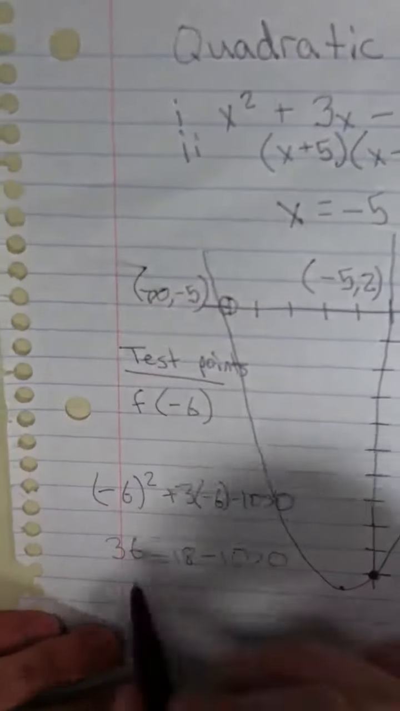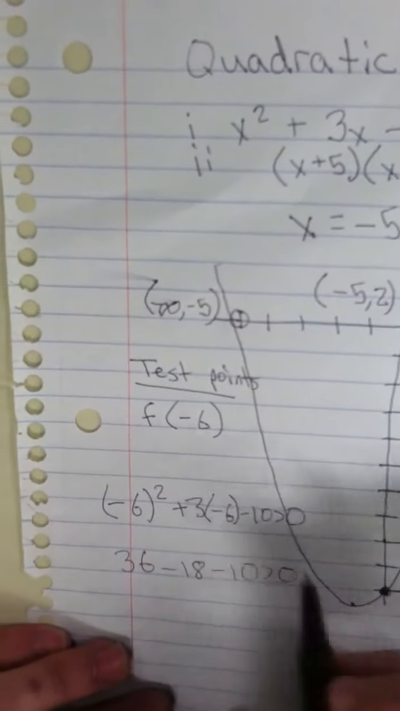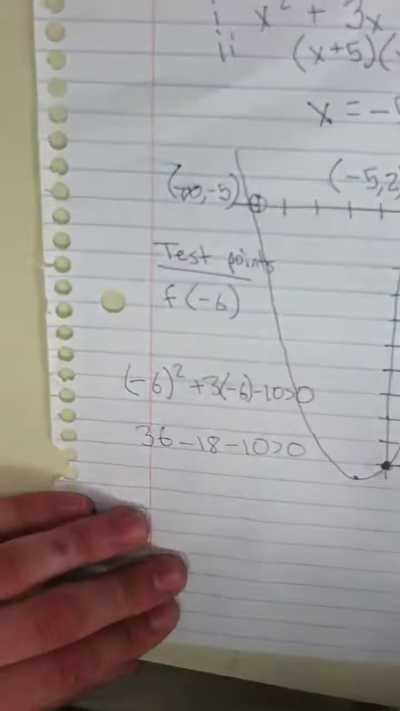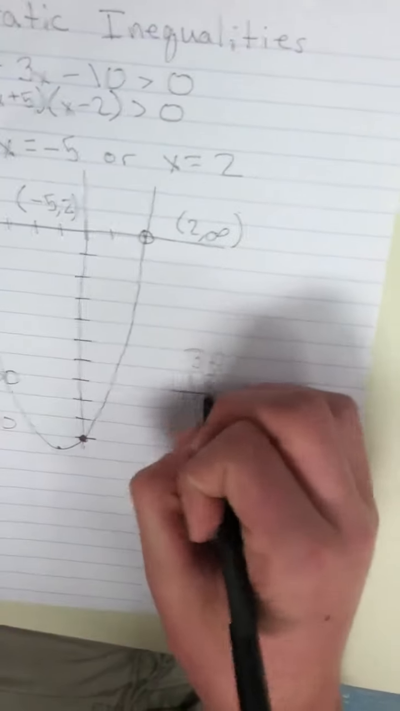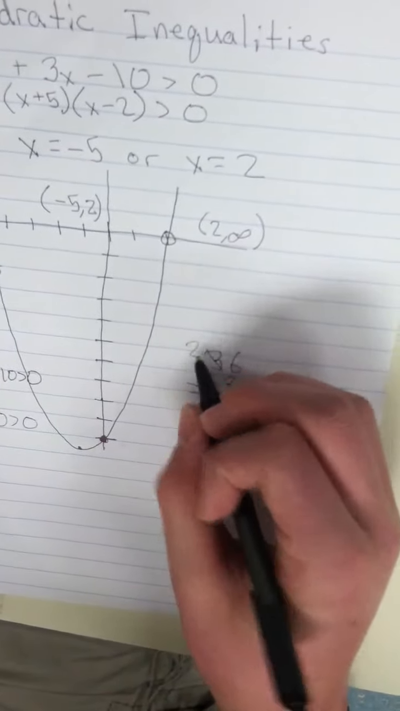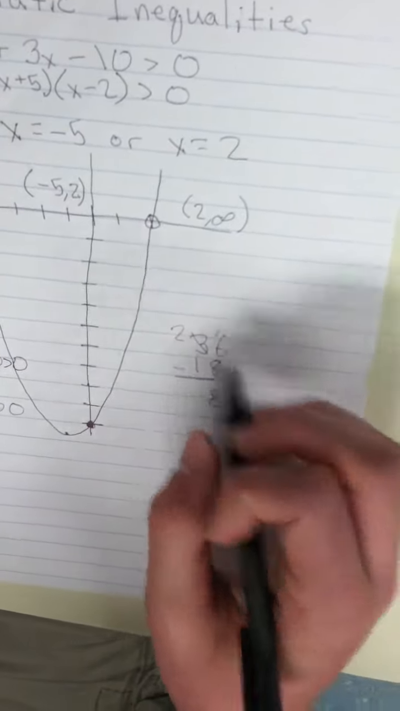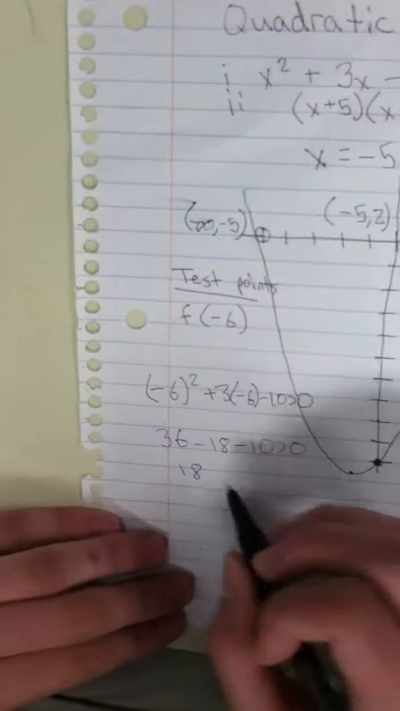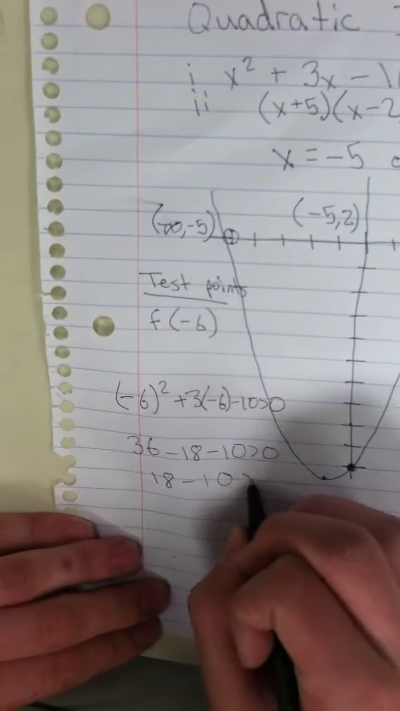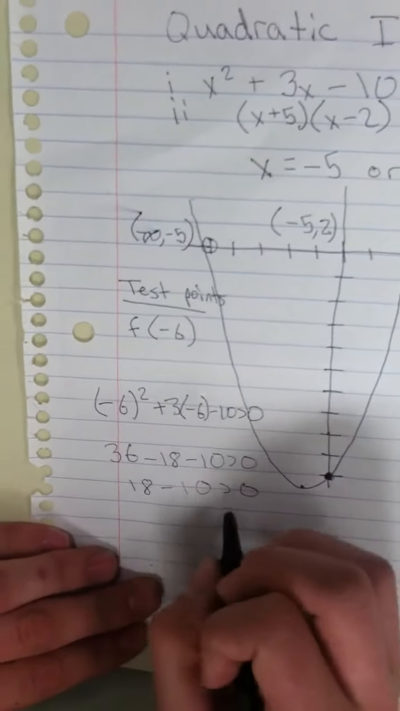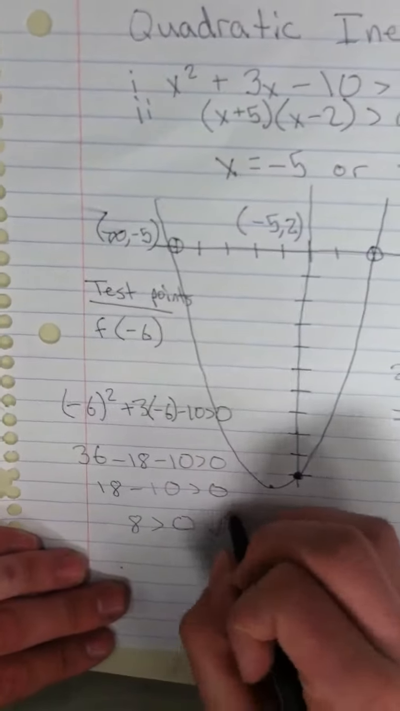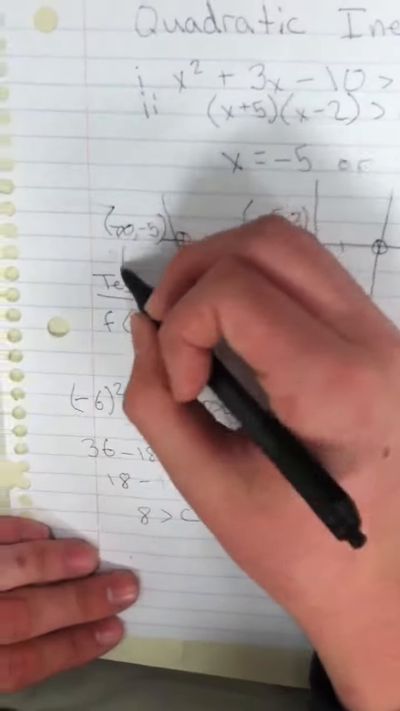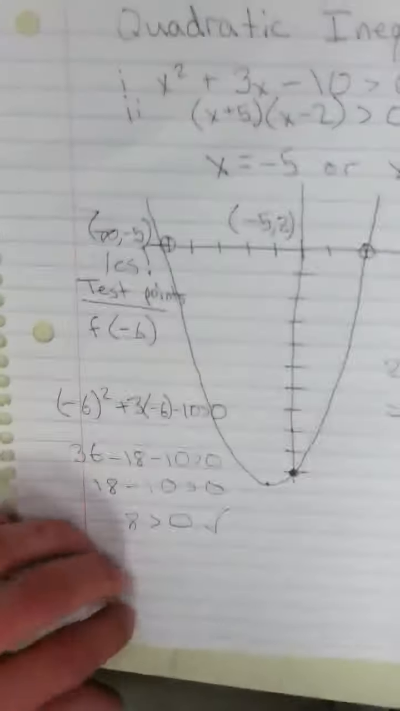So now I'm going to kind of simplify this right here. 36 minus 18 is, let me do this to the side right here. I don't want to get this wrong. So 36 minus 18. Okay, I'm going to want to take one from there. Now I have 18. Okay, so that part is 18. So now I have 18 minus 10 is greater than 0. And now I'm going to simplify this. So I have 8 is greater than 0, which works. So now I know that this region is correct. So I'm going to put a big yes.